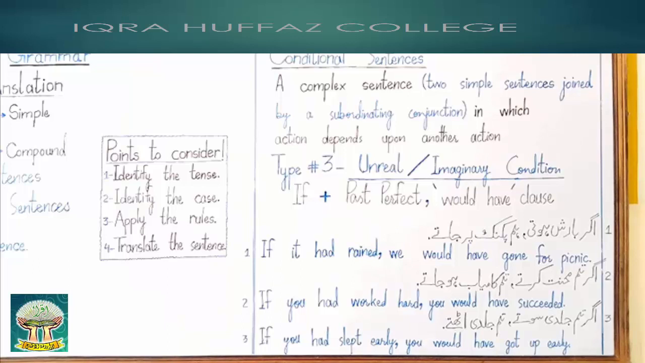Now for your help, I would tell you how to identify a type 3 sentence in Urdu. This sentence itself says something did not happen in the past. अगर बारिश होती, it means बारिश नहीं हुई. हम पिकनिक पर जाते, it means हम पिकनिक पर नहीं गए.